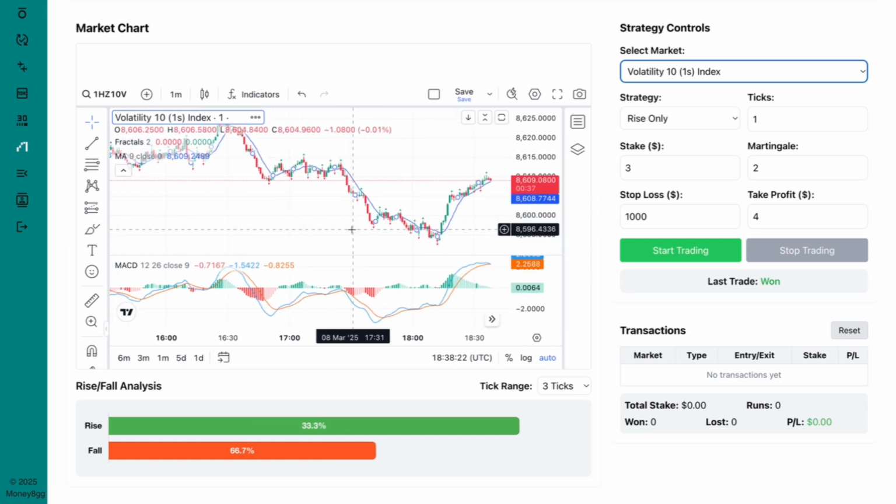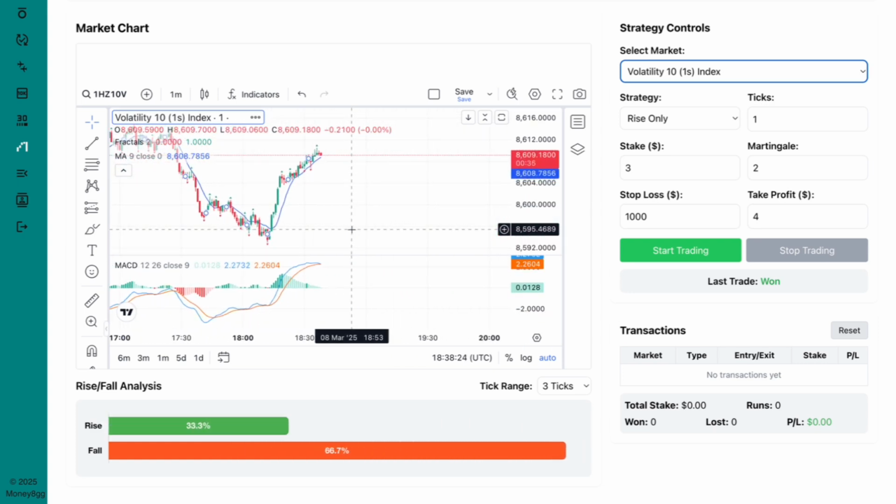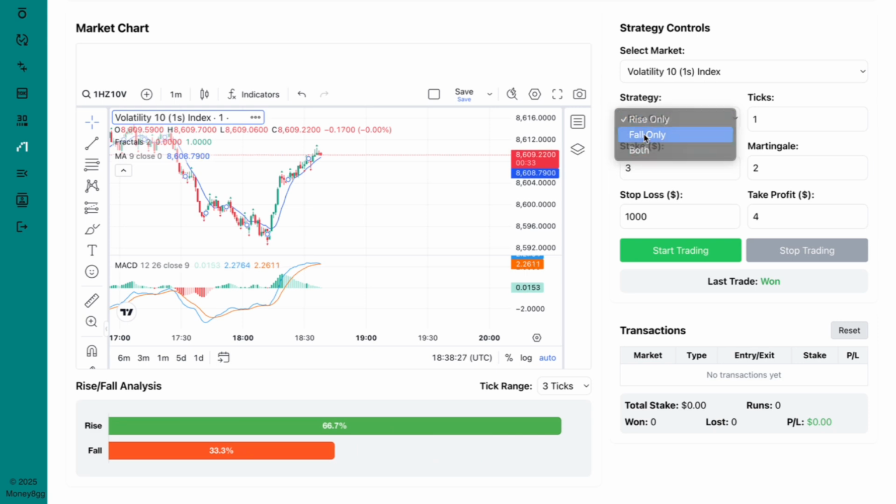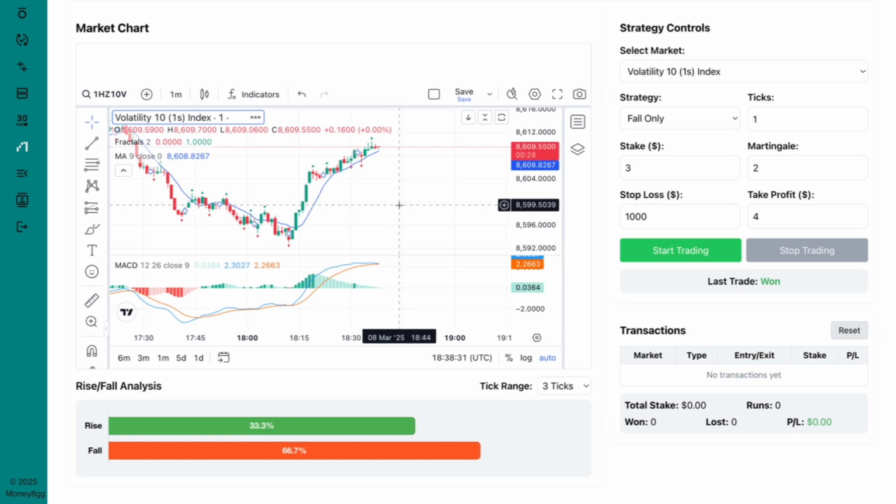Let's see what's happening here. Downtrend. Okay. Fall. Let's wait here as we have stories.